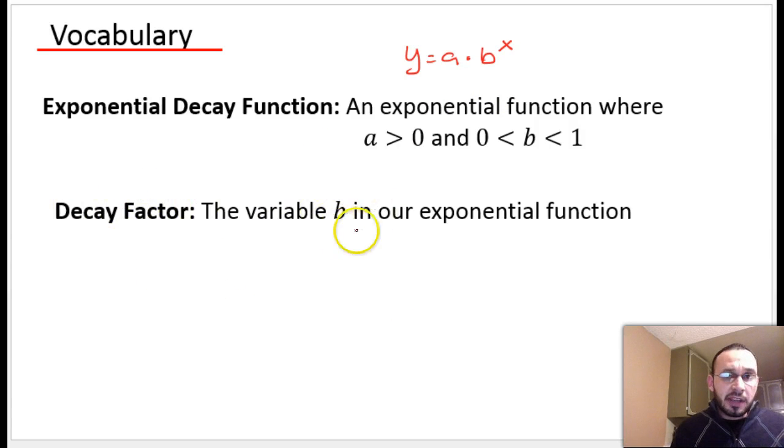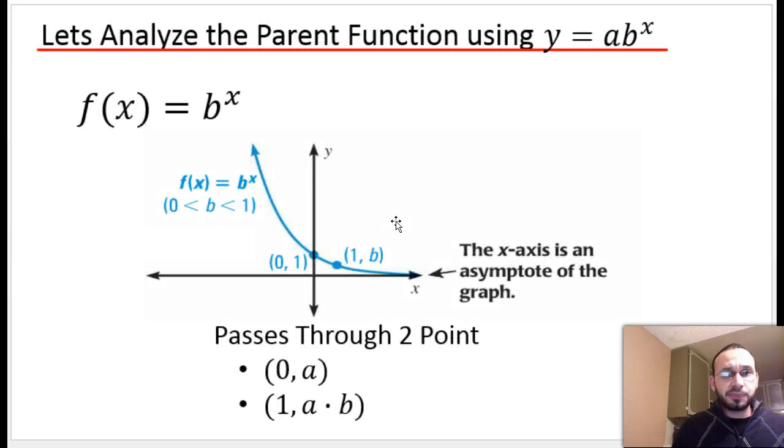And it makes sense. If you think about it, our growth factor before had b as a value greater than 1. Well, if it's between 0 and 1, you're always multiplying by a fraction. So technically, you're dividing. Now let's analyze this parent function.